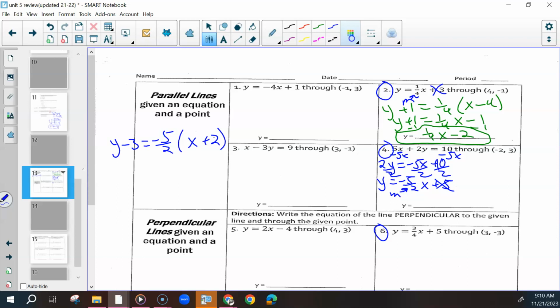Distribute and solve. So y minus 3 equals negative 5 halves x minus 5, and then add 3. So that our equation is y equals negative 5 over 2x minus 2. Questions on either of those two before we go on to 6?